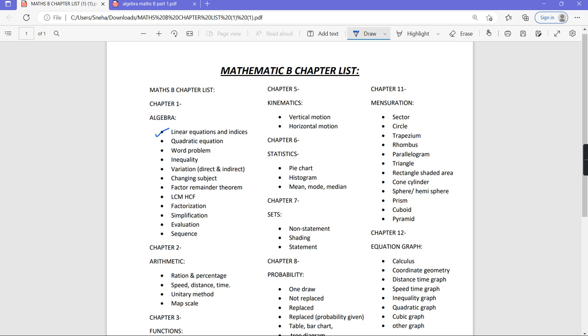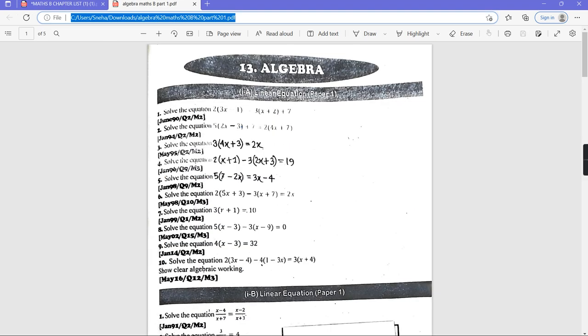Like linear, quadratics, word problems, and then inequality, direct variation, changing subject, factor remainder theorem, LCM, factorization, simplification, evaluation, and sequence, right? So these are the concepts that actually come under the algebra heading. In this video we are going to solve linear equations, indices, simultaneous equations and quadratic equations, right? So I'm going to follow this book. This is the start for the linear equations.